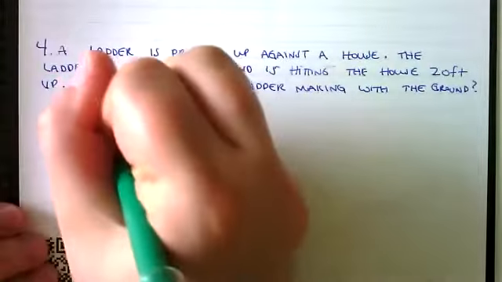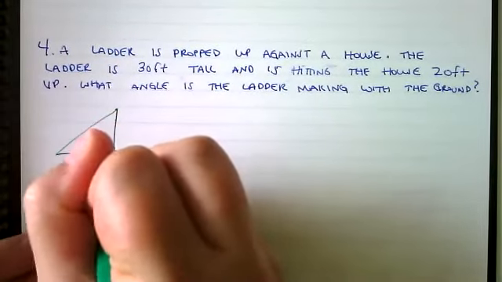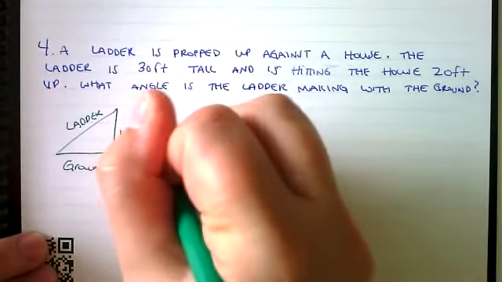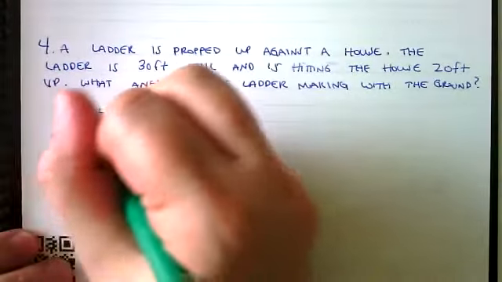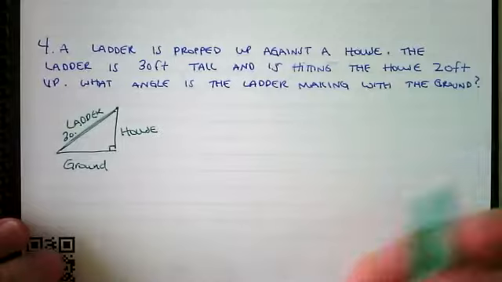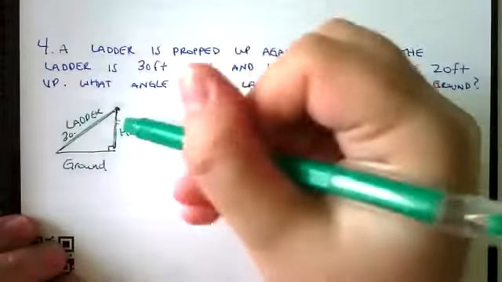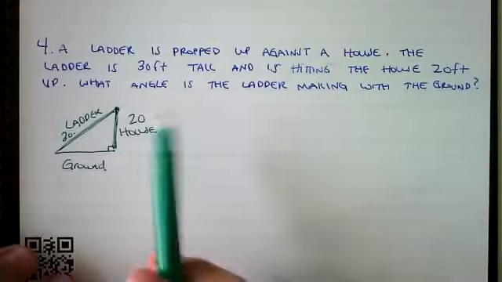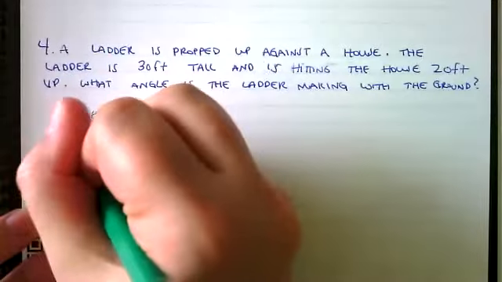First thing, make yourself a picture. So we've got the ground. We've got the ladder at an angle here. And then we have the house. The ladder is 30 feet, so that's this slant right here. That's 30. And then it says that it's hitting the house 20 feet up. So right here where it's hitting, that's your 20. And then we're trying to figure out what the angle is that the ladder is making with the ground. So here's the ladder, here's the ground, there's the angle between them.